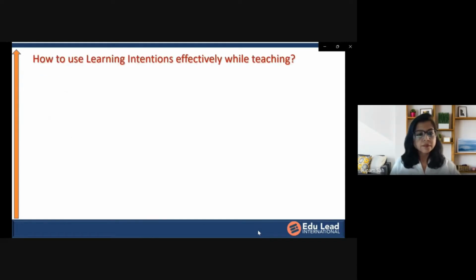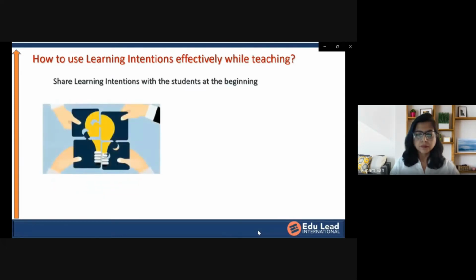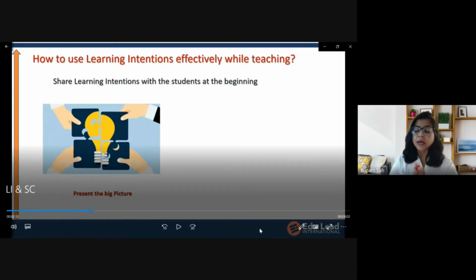Now, let's also identify how to use the learning intentions effectively while teaching. The most important thing is to share the learning intention with the students right at the beginning. So we can have a slide ready with us on which all the learning intentions are there, and we can share that slide with the students. We can also ask the children to paraphrase it just for us to understand whether they have understood the learning intentions or not.